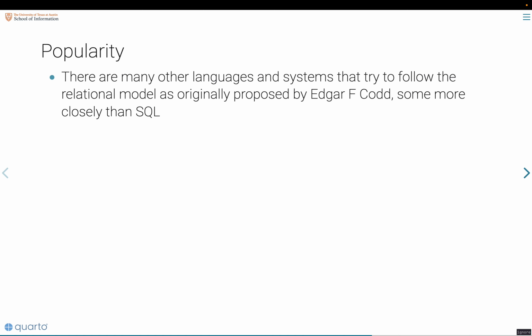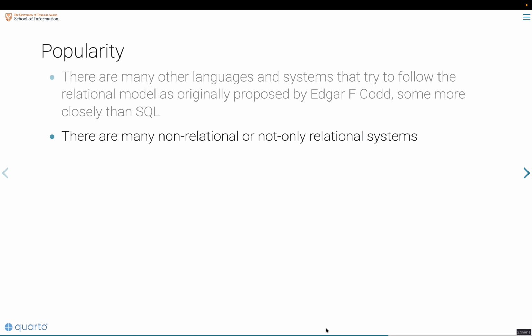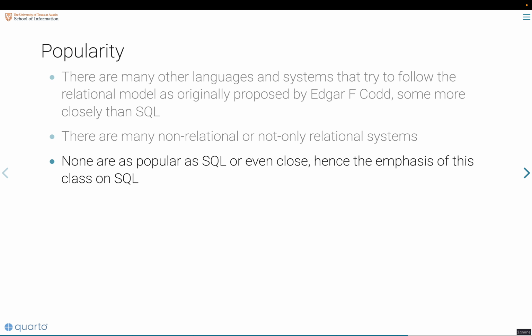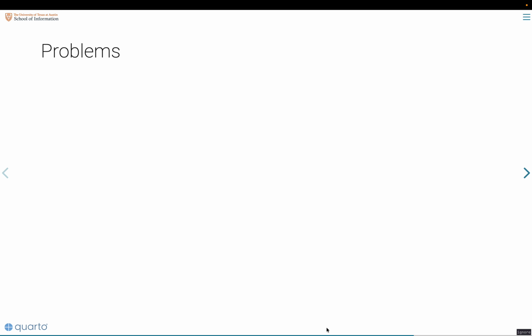Popularity. There are many other languages and systems that try to follow the relational model as originally proposed by Edgar F. Codd, some more closely than SQL, such as, what is it called, System D or something like that. And there are also many non-relational or not only relational systems, which we'll talk about later. None of these are as popular as SQL or even close, so that's why we're emphasizing SQL in this class.